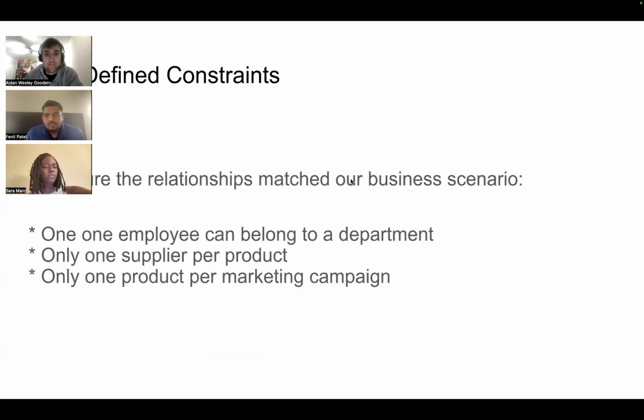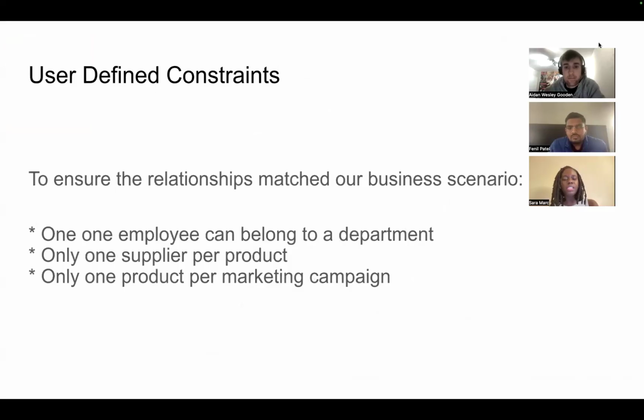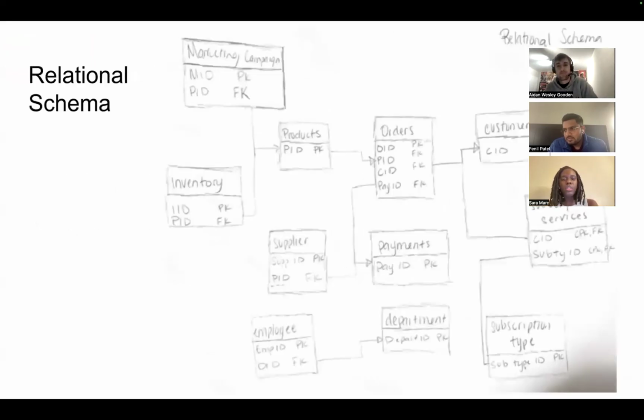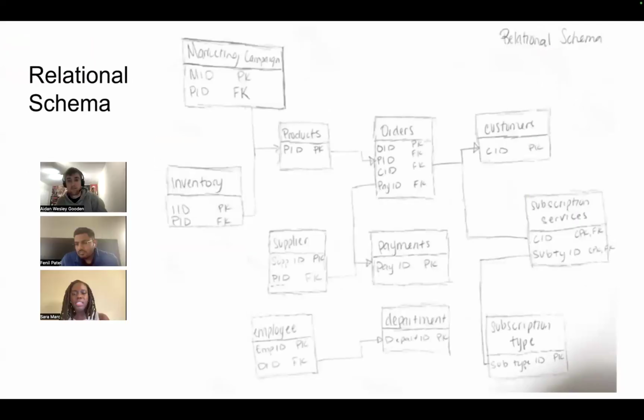In our next slide, it's going to explain the user-defined constraints that we included in our ERD. So, to ensure that the relationships that we had matched our business scenario and to prevent having multiple many-to-many relationships, we have one employee can belong to one department, only one supplier per product, and only one product per marketing campaign. The next slide shows our relational schema where the foreign keys point to the primary keys for our ERD.